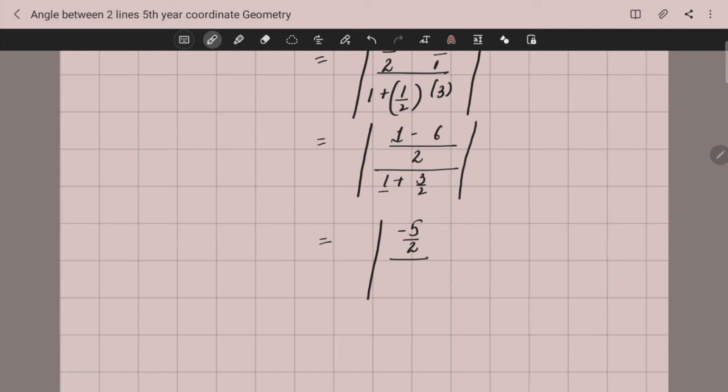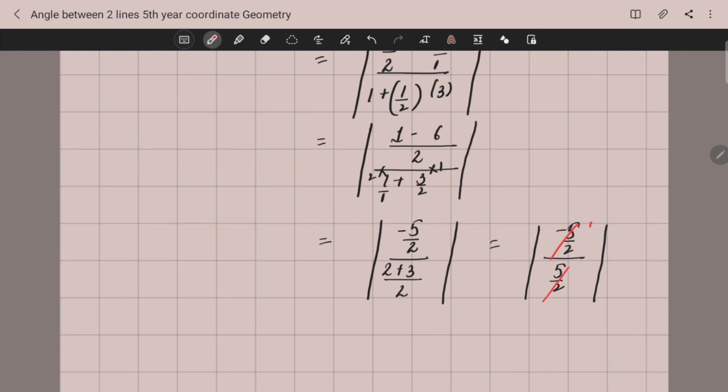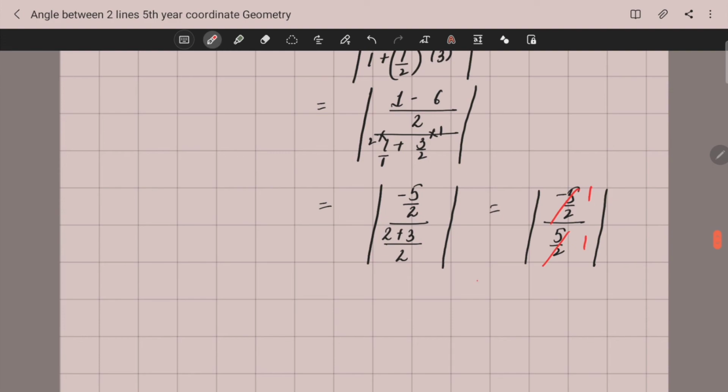Similarly we solve for this. LCM of 2 and 1 is 2. Multiply this with 2 and this with 1. 2 ones are 2 and 3 ones are 3. So this is equal to minus 5 over 2 divided by 5 over 2. Both are same. Both will cancel each other. So this is minus 1 in the modulus. When we remove this modulus, minus 1 becomes positive 1. This is for acute angle. Tan theta is equal to 1.